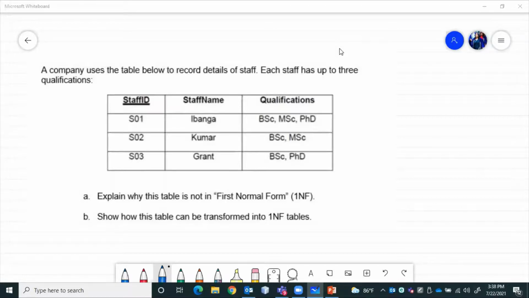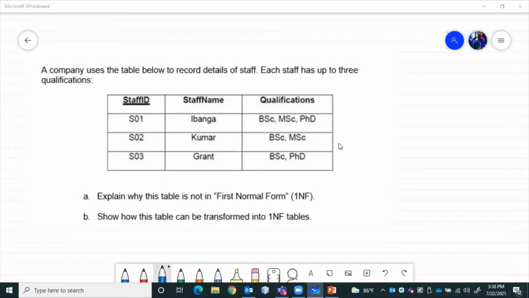Yes, multi-valued attributes are present. There are multiple values under the qualification attribute. Or here, under the qualification attribute, we don't have atomic domains. We have divisible domains. Your answer is correct. Good.